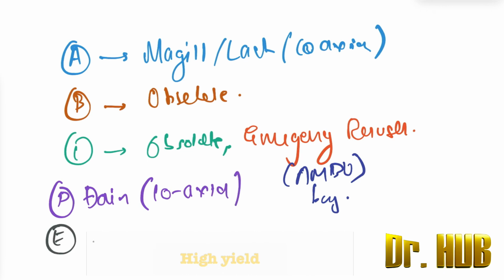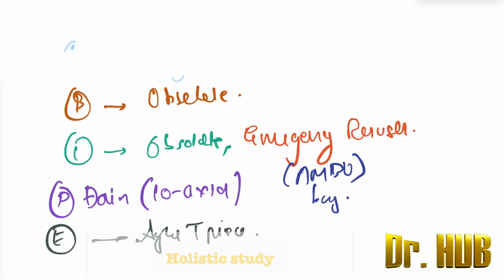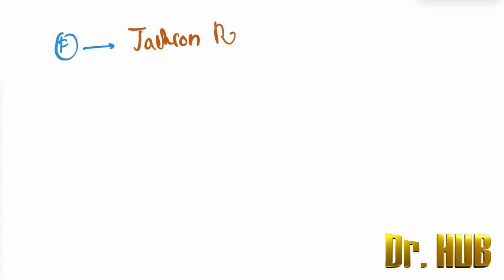Then we look at E. E includes the Ayre's T-piece. Then we move on to F. In terms of F, it includes the Jackson-Rees. We saw E was for Ayre's, so it rhymes, right? Ayre's, and then comes Jackson-Rees, which is for F, as a modification for pediatric patients. So this was all about the identification of the Mapleson circuits.